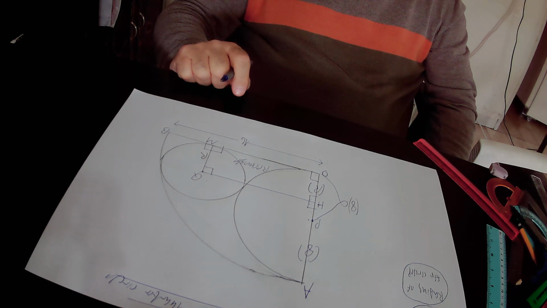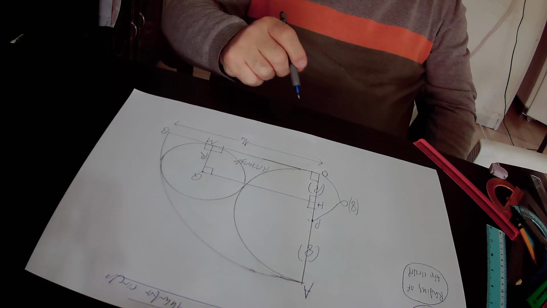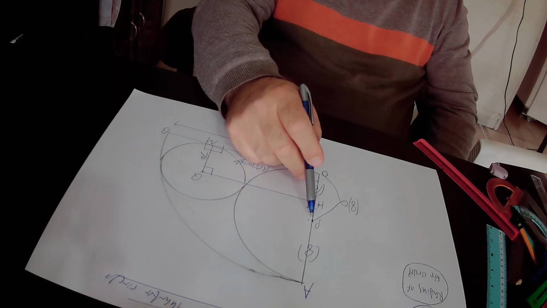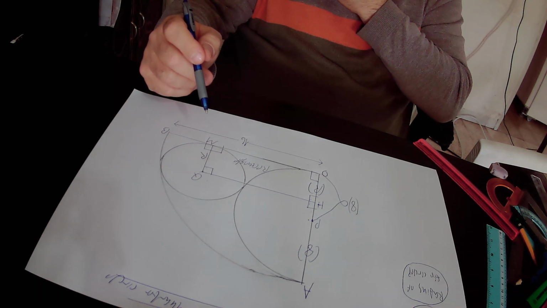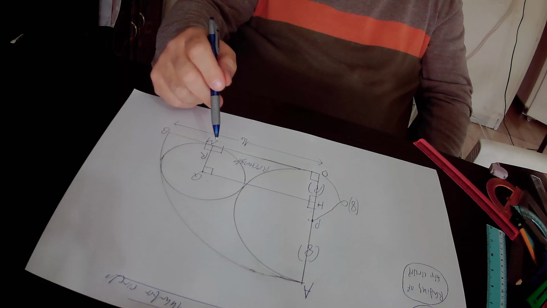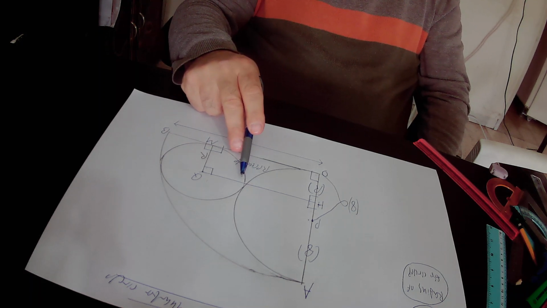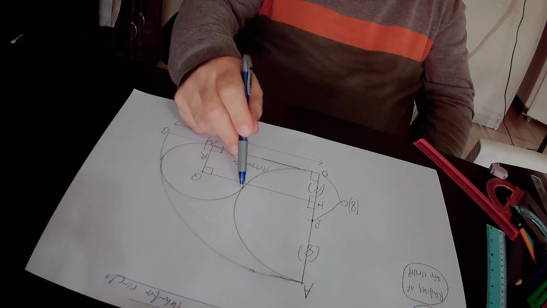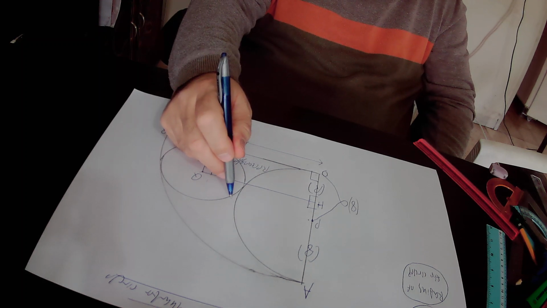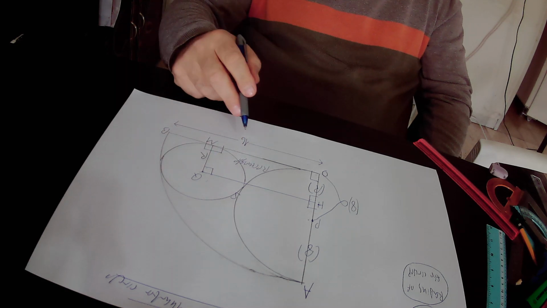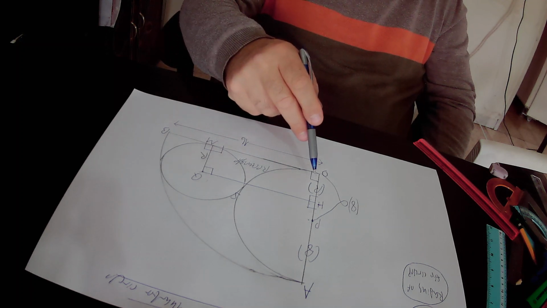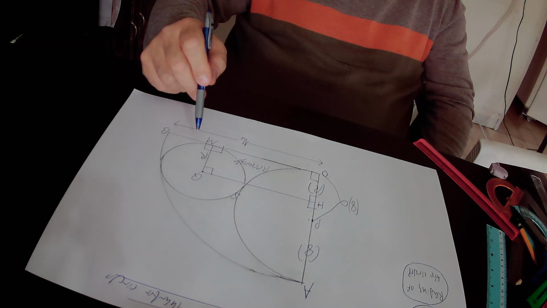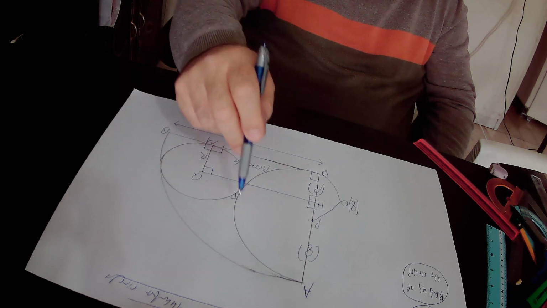And in the next step, we join the center of the semicircle, that is point P, with the center of this small circle, that is point Q. But before that, we define the touching point of this small circle with the semicircle. This point is point S. I repeat again, point S is the point of tangency of this small circle with the semicircle.